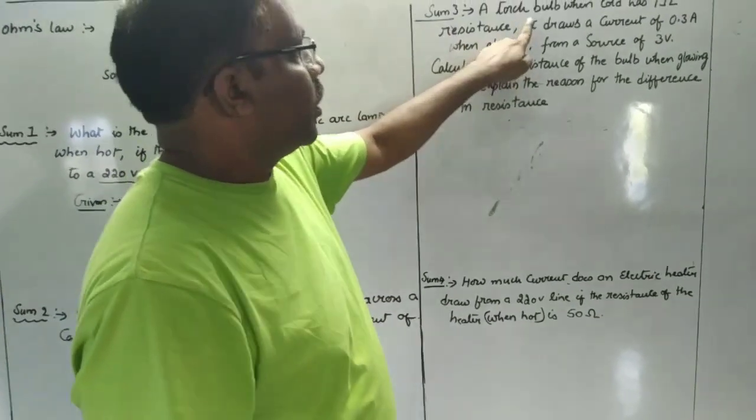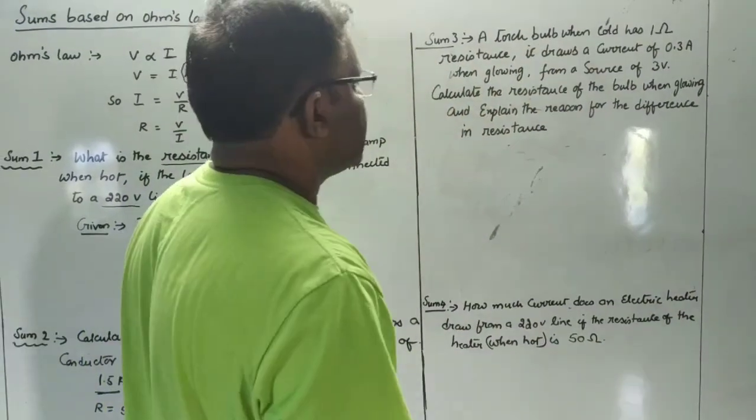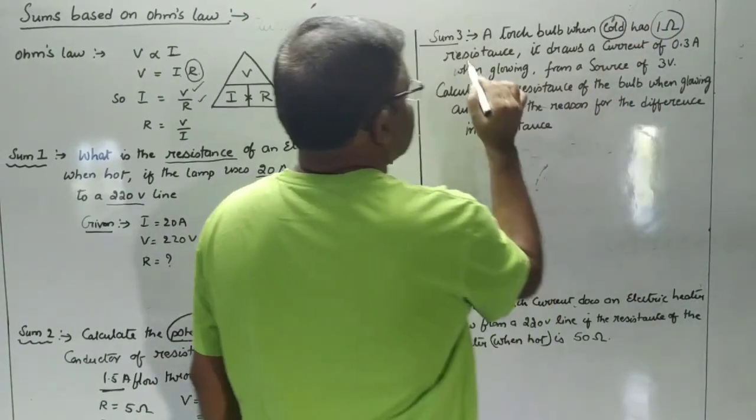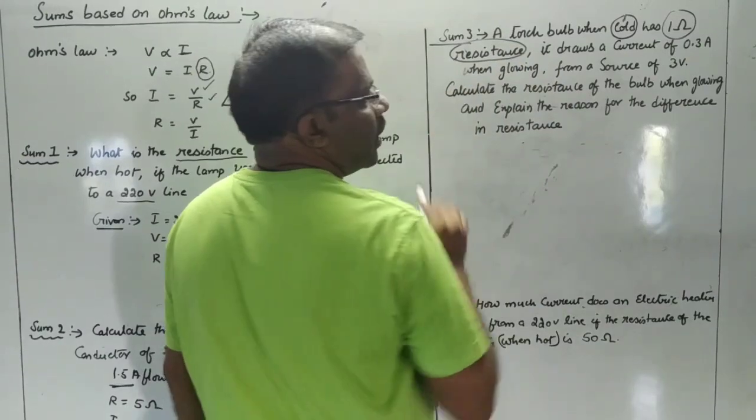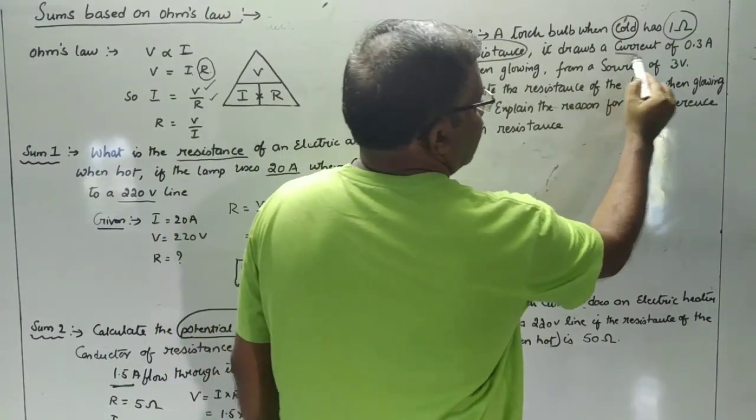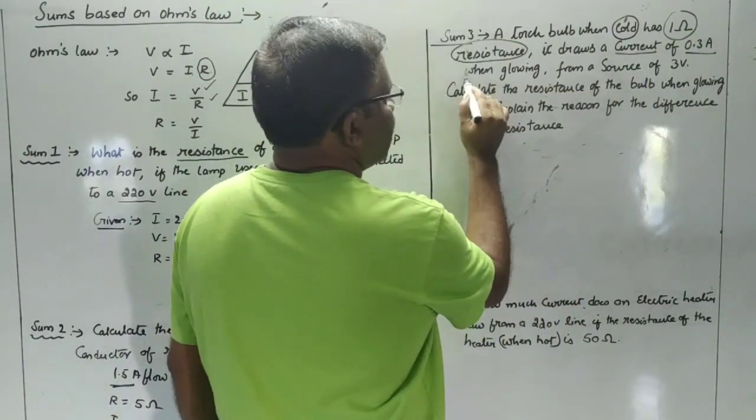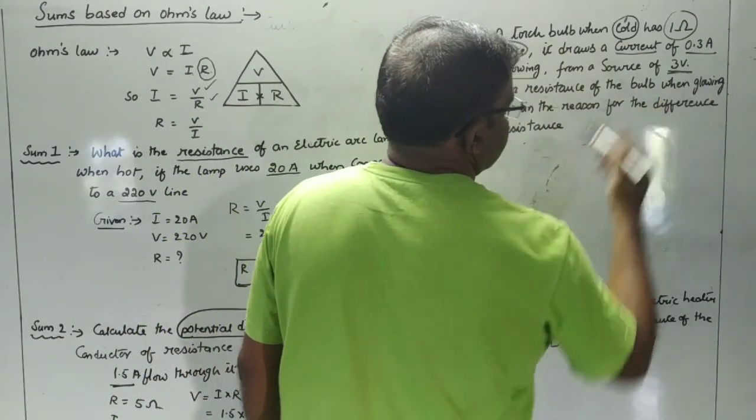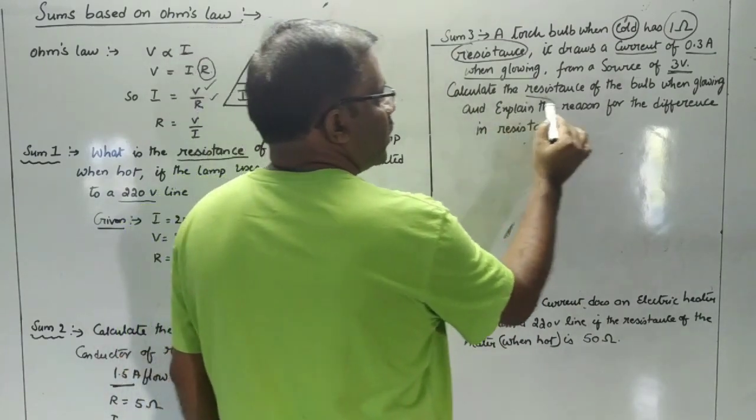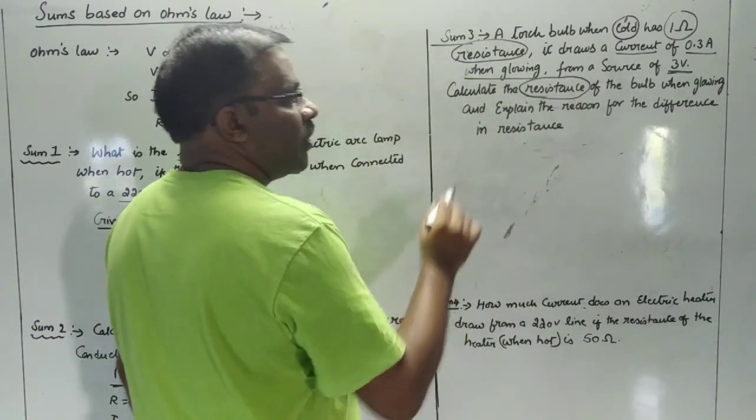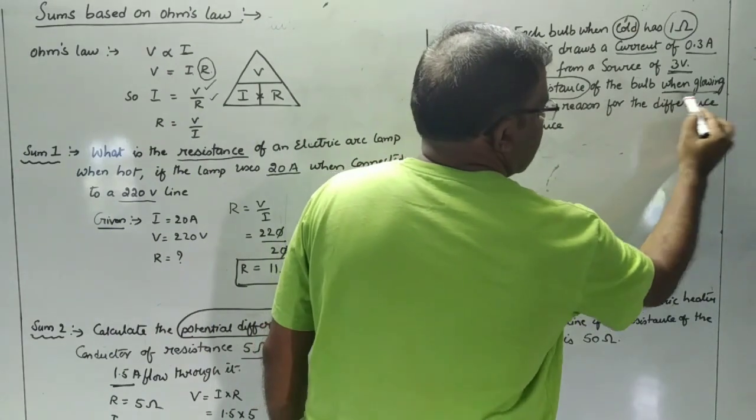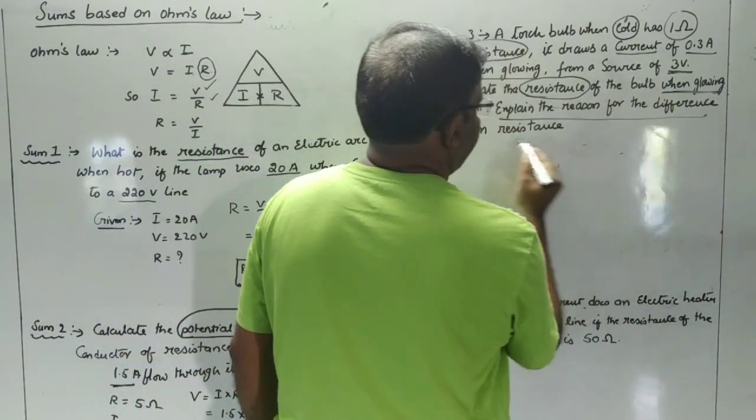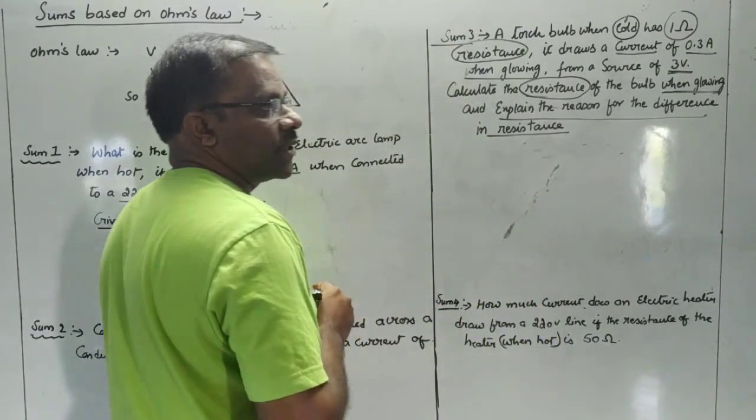Here you are given a torch bulb which when cold has 1 ohm resistance. Then it draws a current of 0.3 amperes when glowing from a source of how much? 3 volts. Calculate the resistance of the bulb when glowing. So you need to calculate the resistance when it is glowing and explain the reason for the difference in resistance.